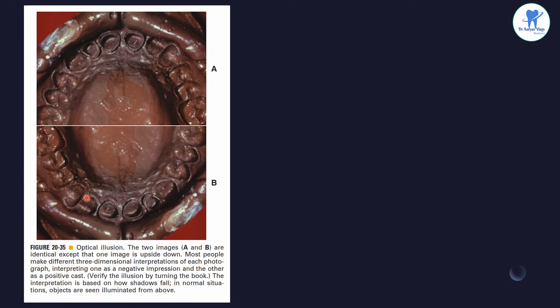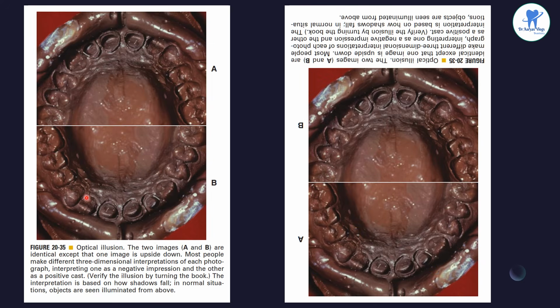Verify the illusion by turning the picture. This is the image when turning the picture upside down. This interpretation is actually based on how the shadows fall. In normal situations, objects are seen illuminated from above. So we can see that these images are the same. Images A and B are identical.